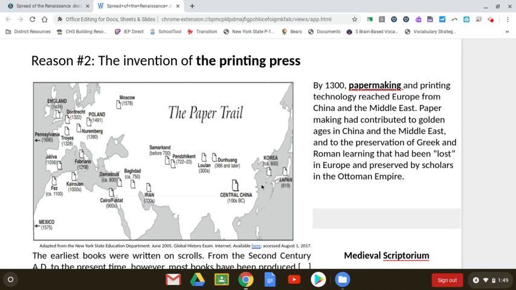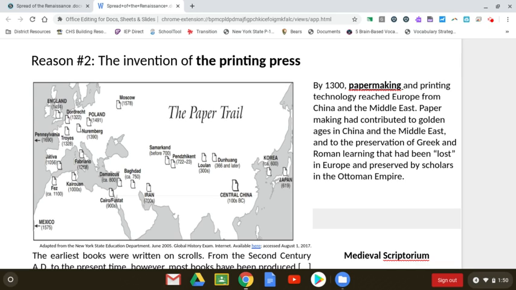So we look for where it started earliest. It's over here in central China, and it slowly makes its way going west towards Europe. And eventually it gets to Pennsylvania in 1690. Pennsylvania, the state right below us. You can see it starts here and the years keep getting higher and higher. We're in between the 1000s to 1500s when they're in Europe. So the invention of the printing press is reason number 2.